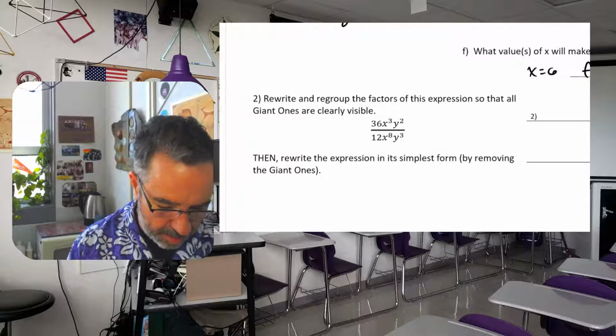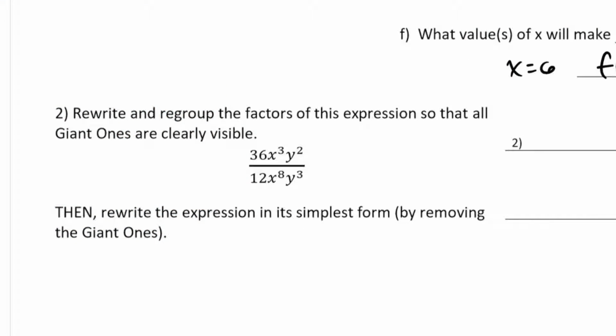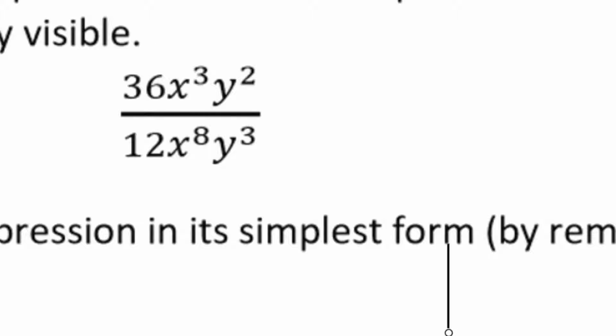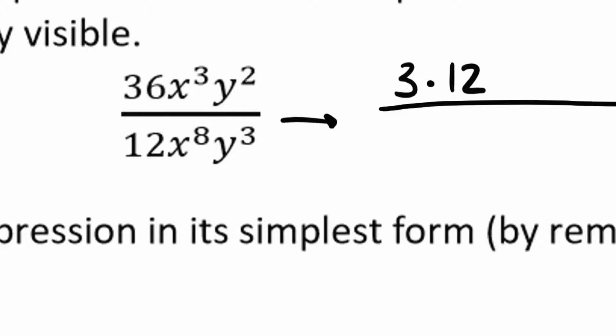And if I think about the number 36, I can certainly factor 36 as 3 times 12. So if I was to create some giant ones here, I could say, look, I'm going to rewrite 36 as 3 times 12. And then in my denominator, you can see there was a 12. So just looking at these numbers, right? I've got the 36 is taken care of, and the 12 is taken care of. I've accounted for both of those. So my numerator has 36, my denominator has 12.